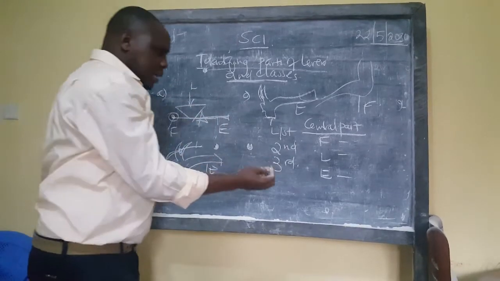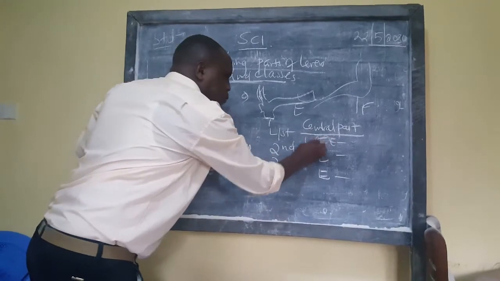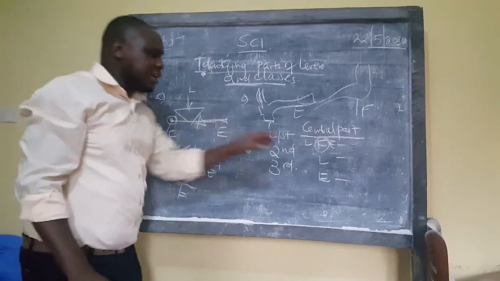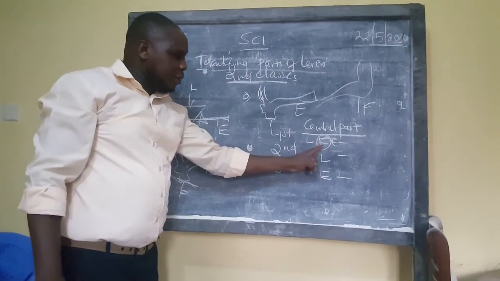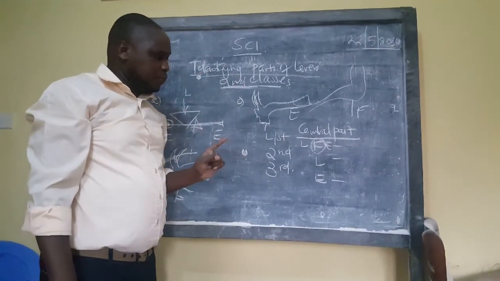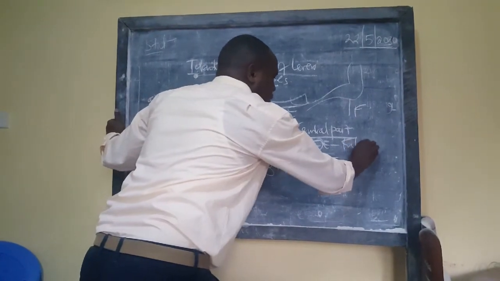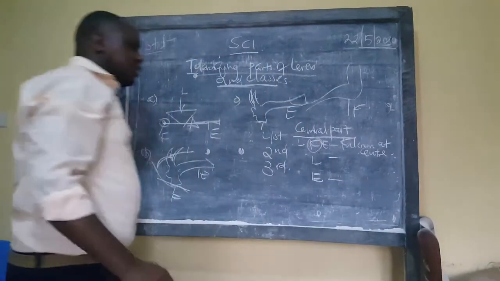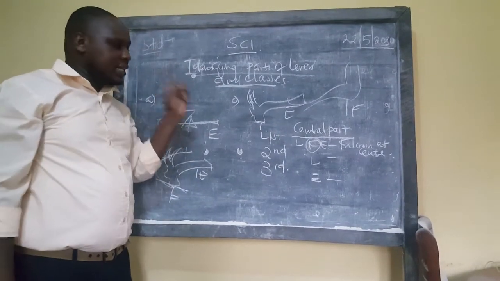So what does that mean? That this can be load on this side and effort on that side, but this point here, the fulcrum, is at the center. It doesn't matter, even the effort can be here and the load can be on the other side. So long as the fulcrum is at the center, that becomes a first class lever. So here we are going to say fulcrum at the center. All levers where the fulcrum is at the center are called first class levers.